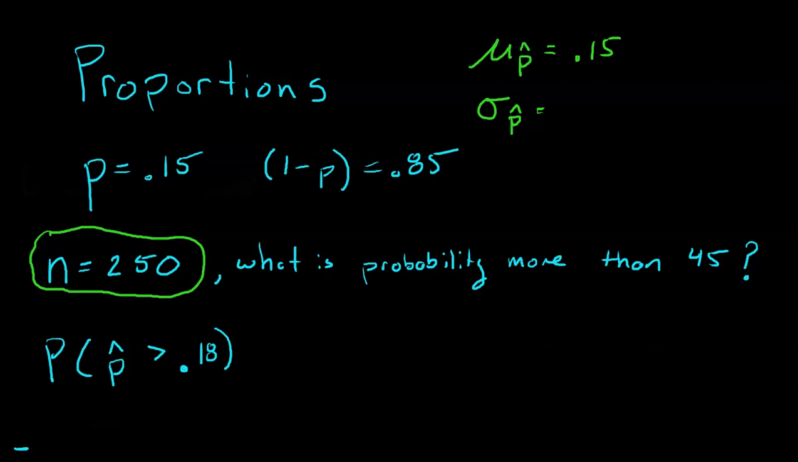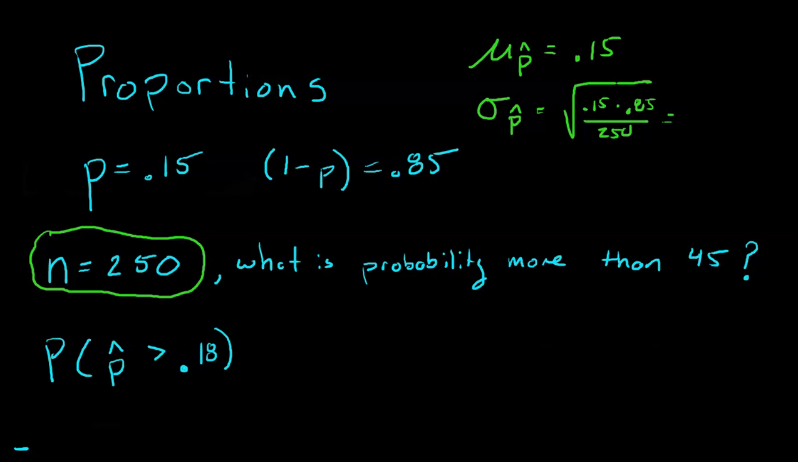Next comes the standard deviation of the sampling distribution. This is going to tell me how some samples are going to be a little bit higher than 15%. Some samples might even be a little lower than 15%. So I'm going to put 0.15, that's p, times the opposite of p, 0.85, divided by my sample size of 250. As I calculate this, what's the condition attached to this?